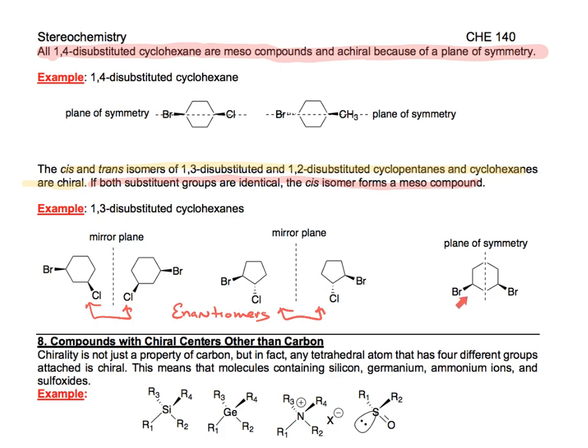In this case, we've got identical substituents, right? And what I highlighted above is if the groups are identical on 1,3 or 1,4, we're going to form a meso compound. And you can see that I can split this right down the middle here, and this side of the molecule is the mirror image of this side of the molecule. And because we've got that plane of symmetry, this compound then is a meso compound.